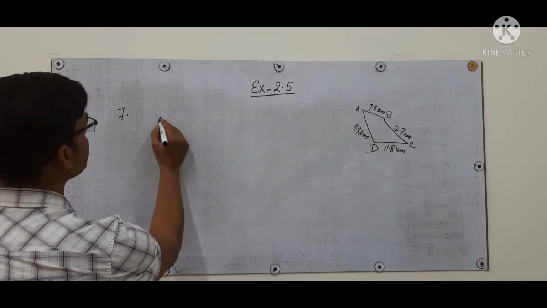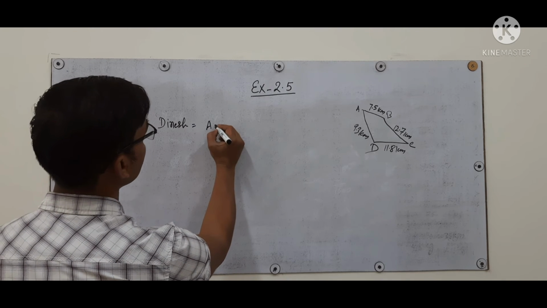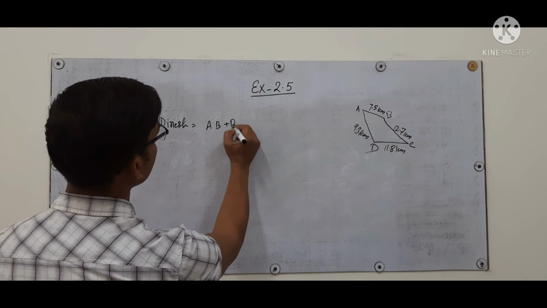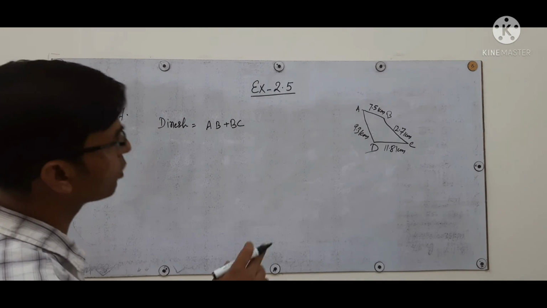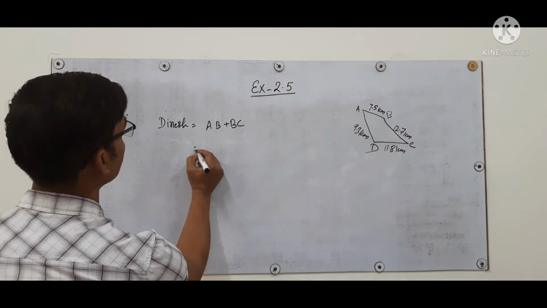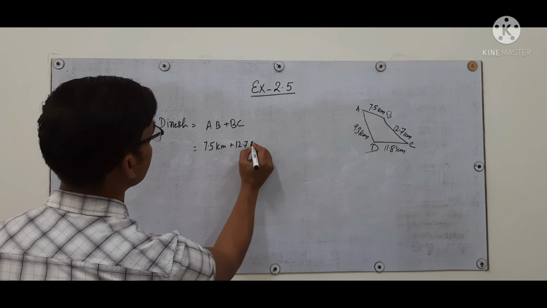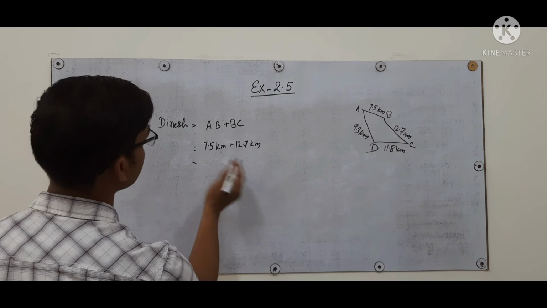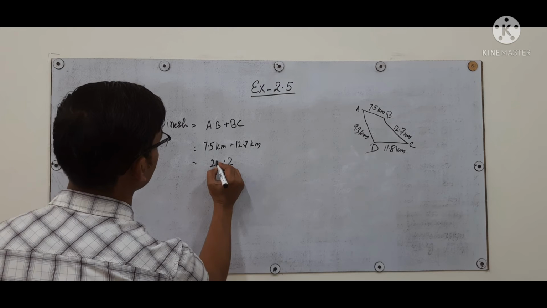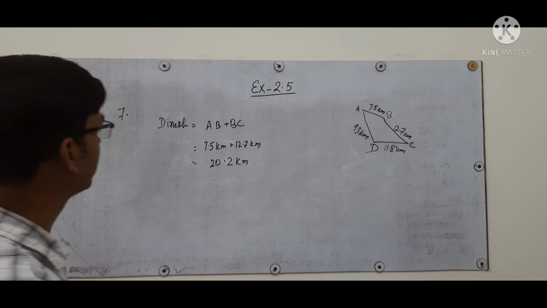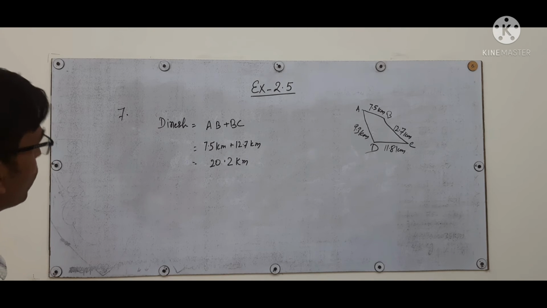So first of all, we will find the distance traveled by Dinesh. So Dinesh traveled AB and then BC, that is distance AB is 7.5 kilometer and 12.7 kilometers. So we will just put the values here also, 7.5 kilometer plus 12.7 kilometer. So what will it be? We will just simply add it. And here it will be 20.2 kilometers. So Dinesh traveled distance 20.2.